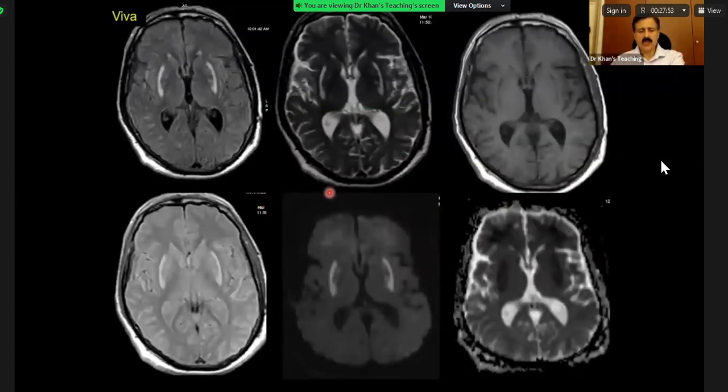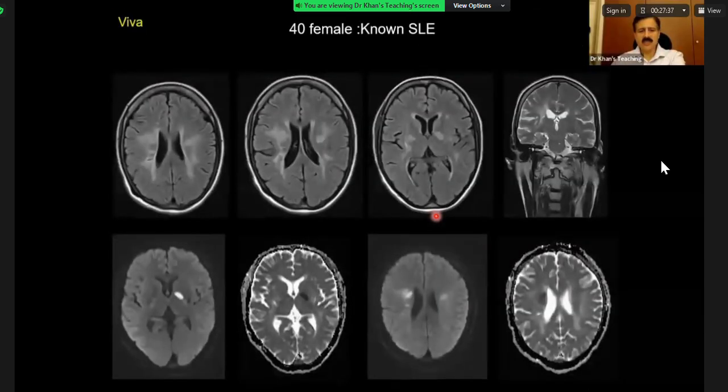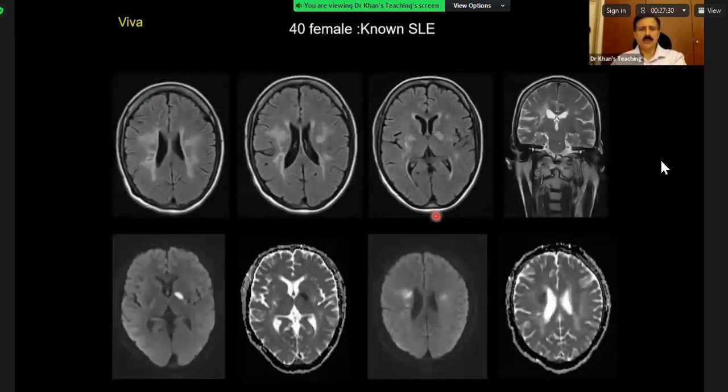Yes, what do you think? What is happening in this DWI sequence? There is restricted diffusion in the globus pallidus bilaterally and symmetrically. So the differential remains the same, and this case was a case of carbon monoxide poisoning. Over to you. This patient has SLE. What do you think is happening?